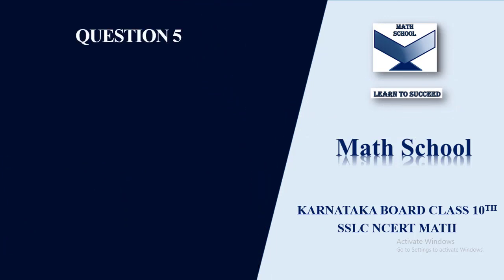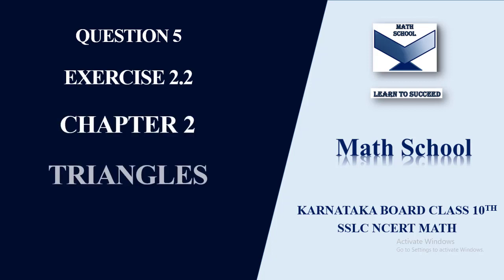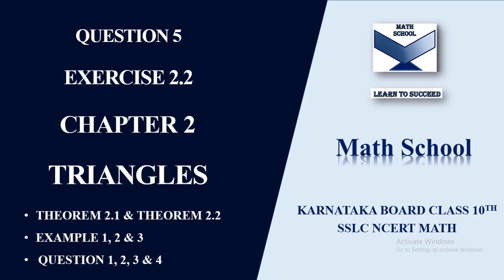In today's video, let us solve question number 5 from exercise 2.2, chapter 2 Triangles. In my previous videos, I have explained the theorems 2.1 and 2.2, and also we have solved the example problems and questions 1 to 4 related to the same exercise. If you have not watched these videos, do watch them by clicking the link in the description box below or click the I button above. So quickly, let us begin the video.